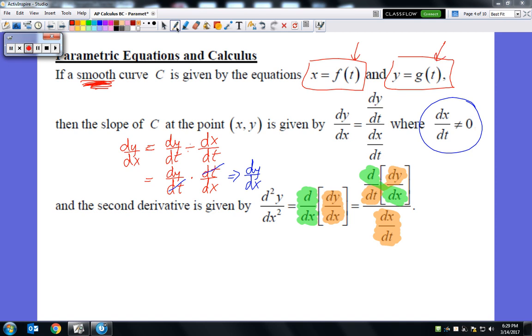So the slope of c at a point, it's basically saying that dy/dx at a given point is going to be, the slope is equal to dy/dt divided by dx/dt. And you know that you can't have a denominator of 0, so it's just a little caveat warning there saying, remember that your denominator cannot equal 0.